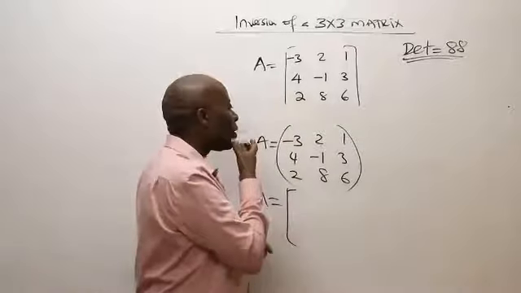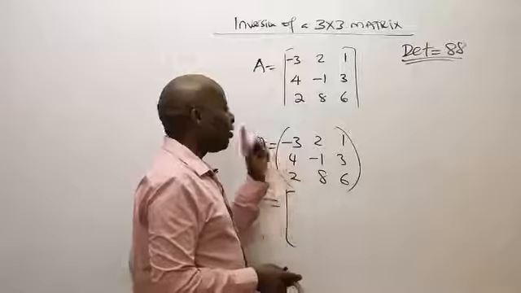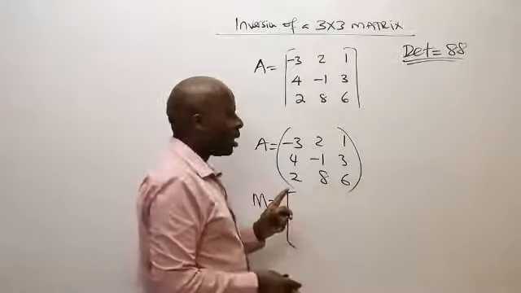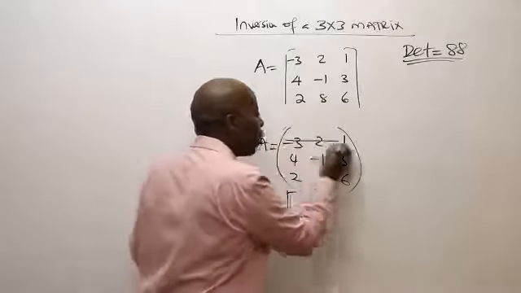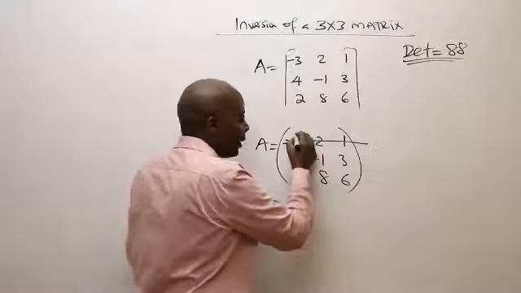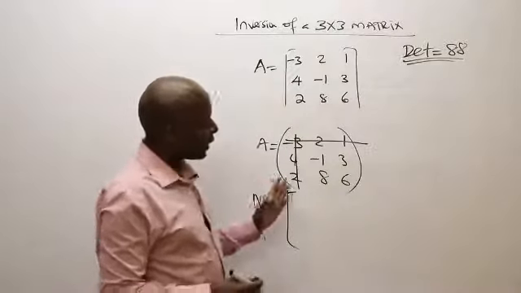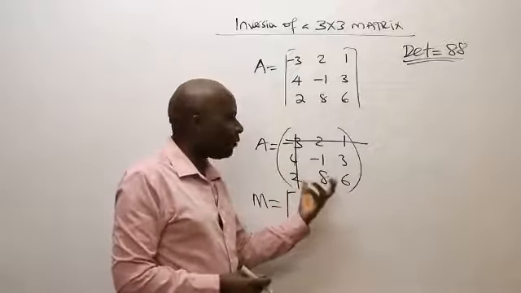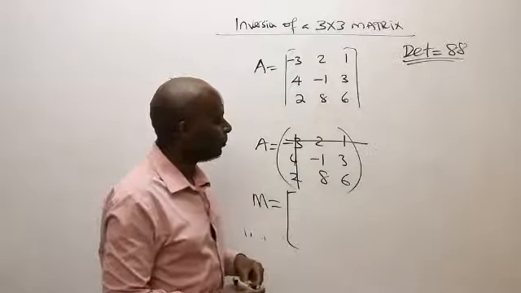If they want me to give them the minor element of this negative 3 value, what I will do is to hide it. Remember, it is a hide and seek. What we shall do, ladies and gentlemen, is to hide the element row-wise, and then you hide it column-wise. And then, of course, the moment you do that, you'll be left with some sub-matrix, part of the bigger matrix.